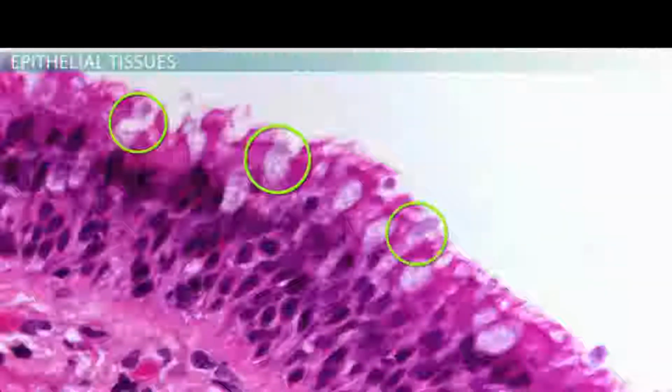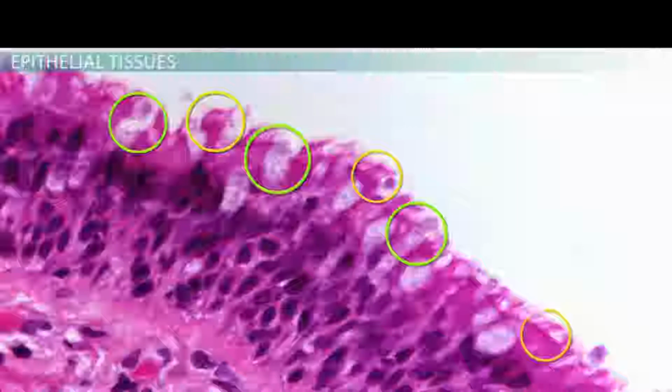And then, in the very top layer, you can see some cells which secrete mucus here, here, and here, and other cells that have visible cilia located here, here, and here. The mucus cells secrete mucus, which is then moved by the cilia cells out of the lung.